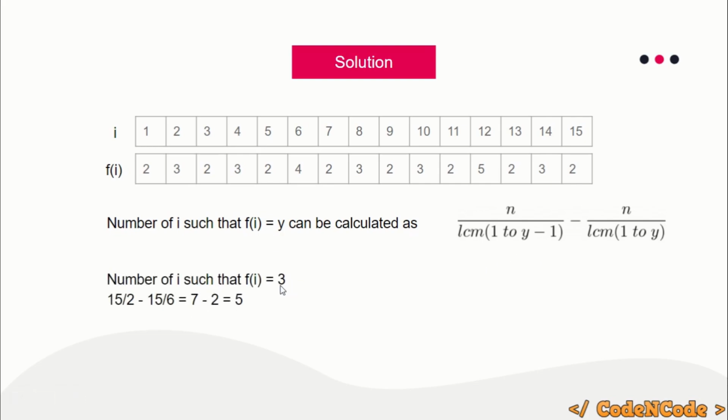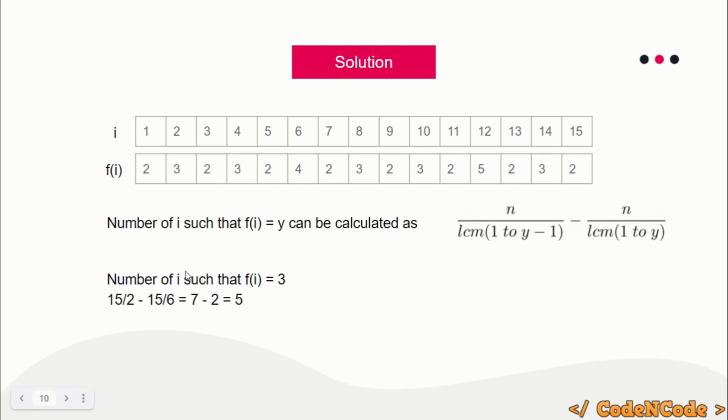Suppose I wanted to calculate for y equal to 3, right? So it will be N divided by LCM of 1 through 2, which will be 2, so 15 by 2, minus N divided by LCM of 1 to 3. LCM of 1 to 3 is 6, so 15 by 6. 7 minus 2... the result is 5. So you can see there are 5 integers such that f of I is equal to 3: 1, 2, 3, 4, 5. So using this formula we are getting the answer, but the question is why.